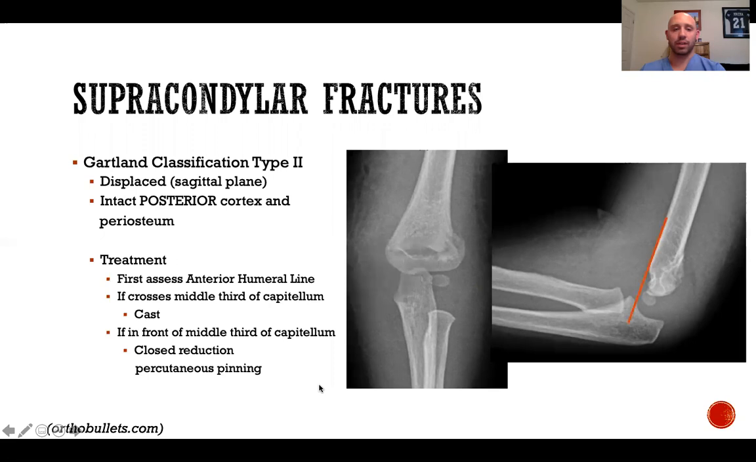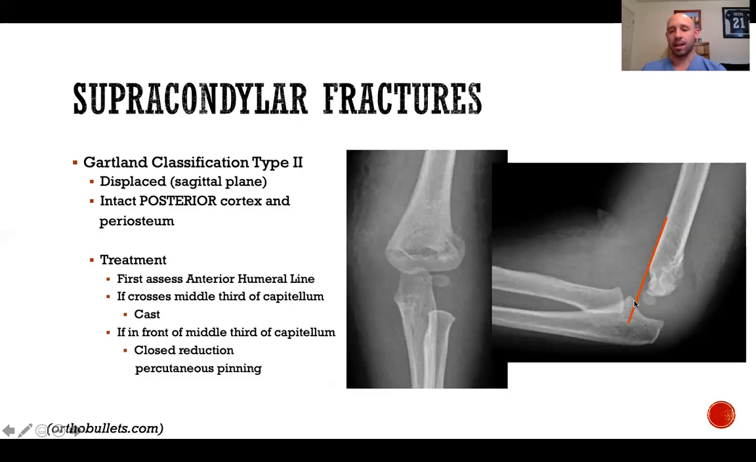And so how do we treat these? Before we decide what we're going to do, we have to assess what we call the anterior humeral line. And it's pretty much what it says: a line down the anterior aspect of the humerus. So you just draw this on your radiographs. And then you look to see where this line intersects the capitellum. The capitellum is this oval ossification here.